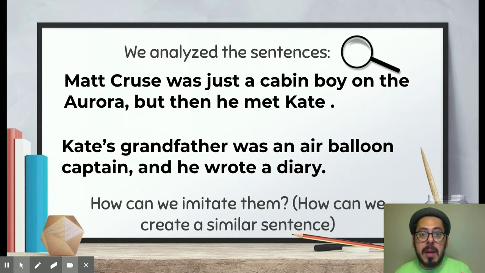And then we have a compound sentence. And compound sentence, remember, we put them together with a comma and a conjunction. In this case, it is but. And then we have another subject and predicate in the second part of the compound sentence. But then he met Kate.